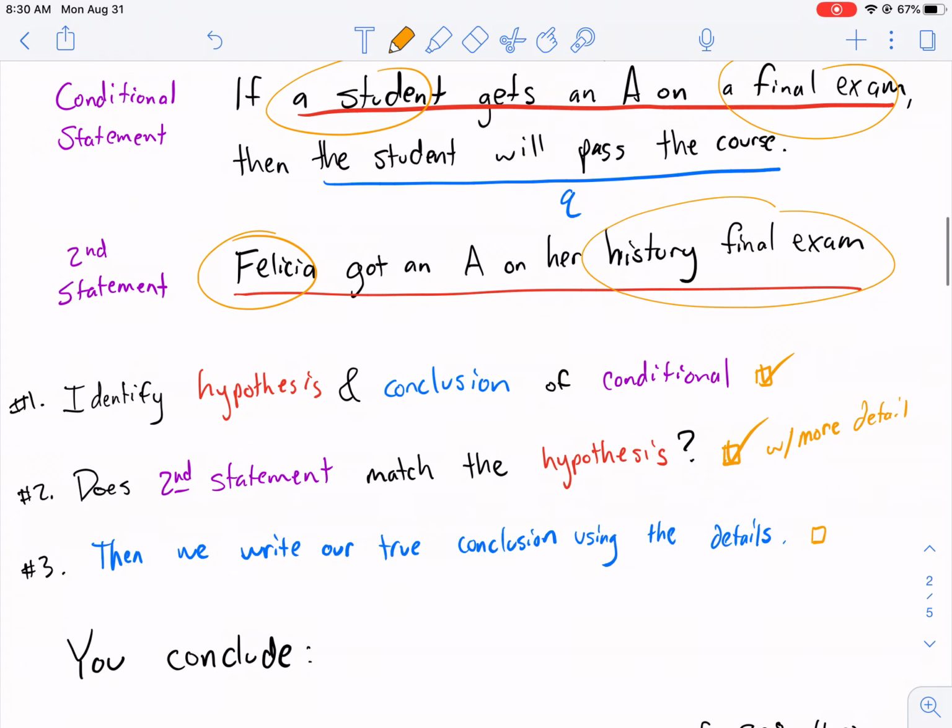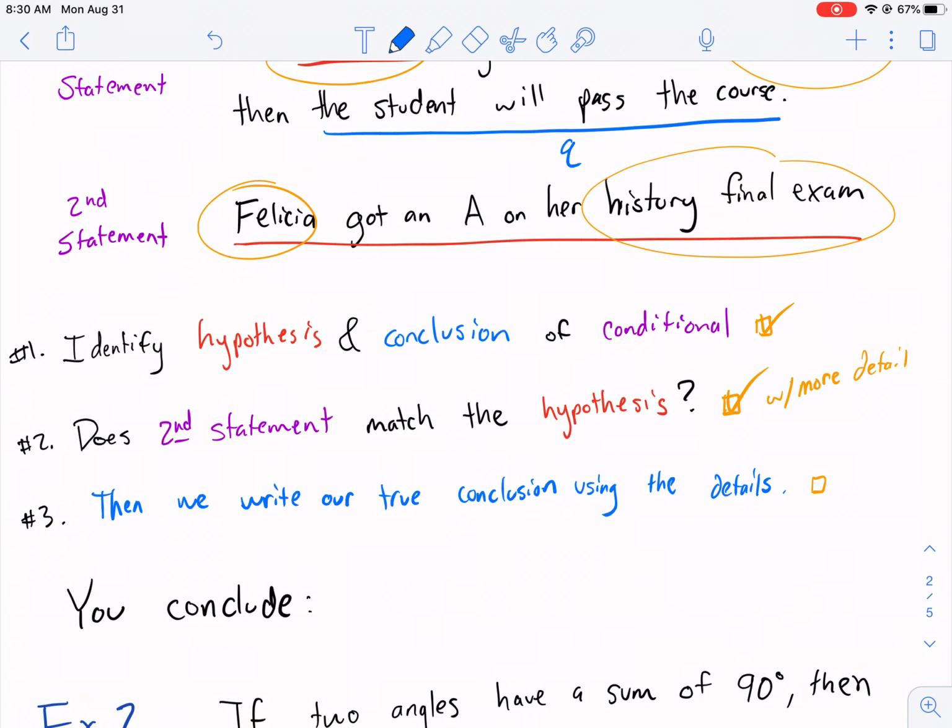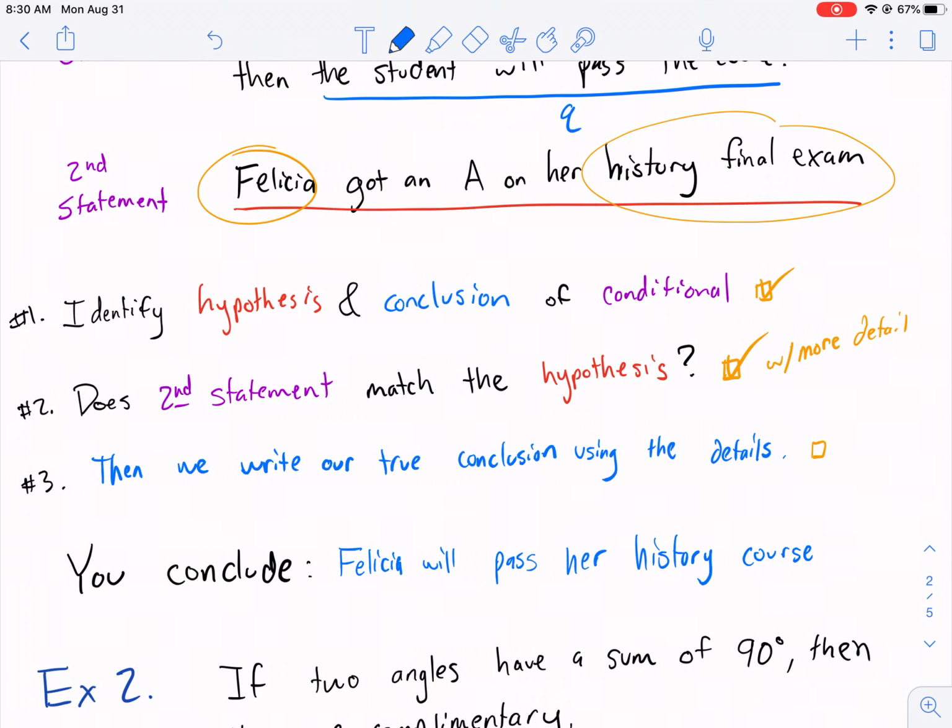Felicia is the student, and the final exam is for history. So we need to include that in our conclusion because it needs to match that second statement. So this is technically our third statement. This is our conclusion. We conclude the student will pass the course. Well, we know who the student is. It's Felicia will pass, we'll say her history course, because it's not just any course, it's her history course. We learn that detail in the second statement, so we need to include that in our conclusion checkbox.